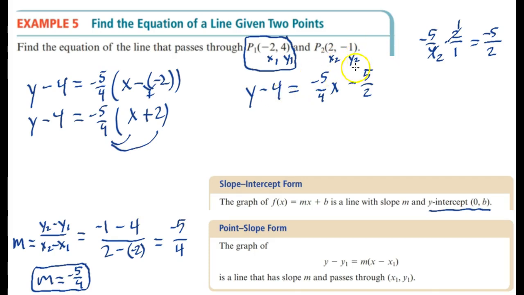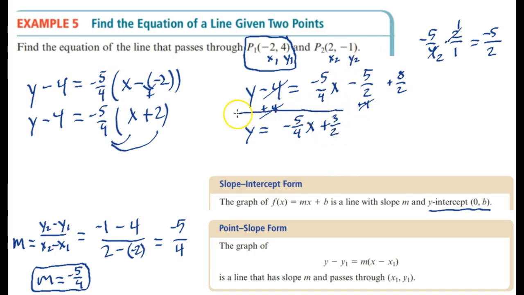Okay, so at this point, we just need to add the 4 to both sides of the equation. And we get y equals negative 5/4 x, and then negative 5/2 plus 4. We need a common denominator. So notice that plus 4 is the same thing as plus 8/2. A quick substitute there: put 8/2 instead of 4. And we have negative 5/2 plus 8/2 is 3/2, so plus 3/2.